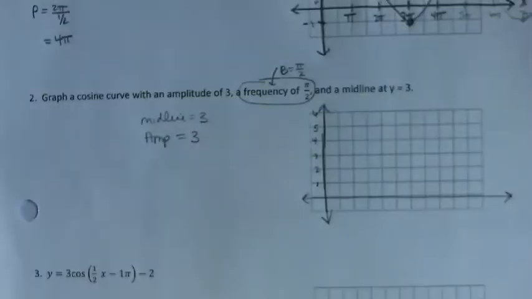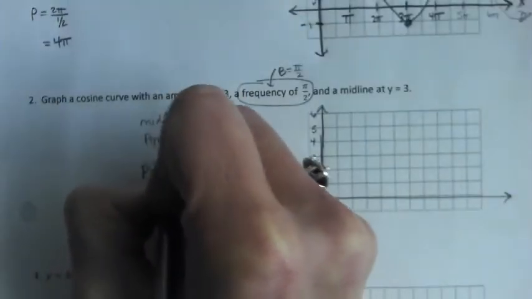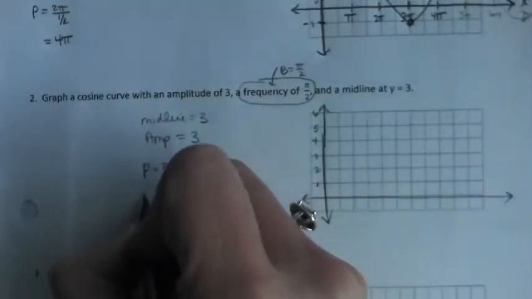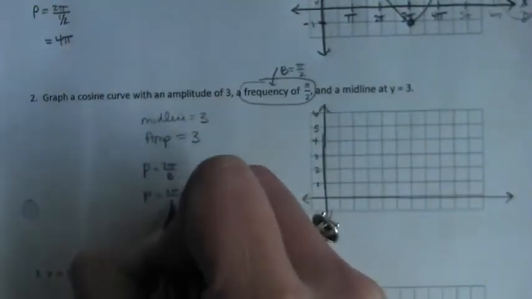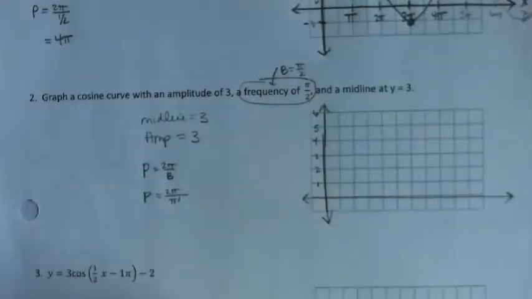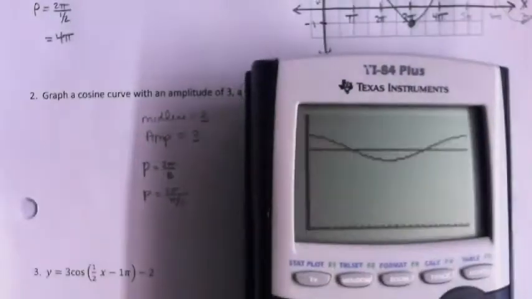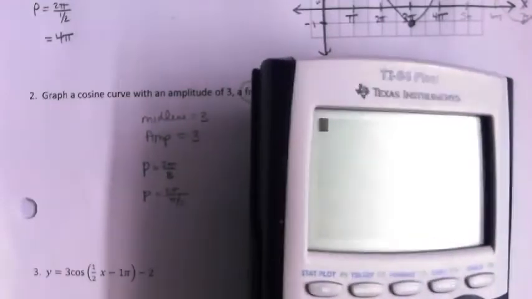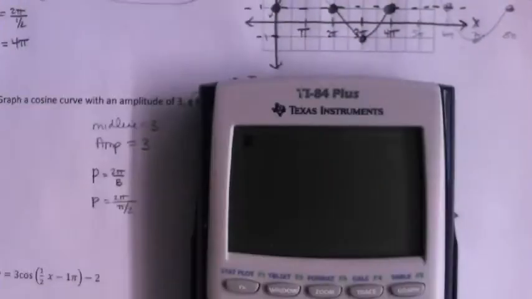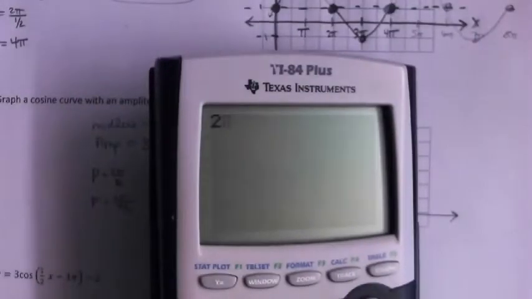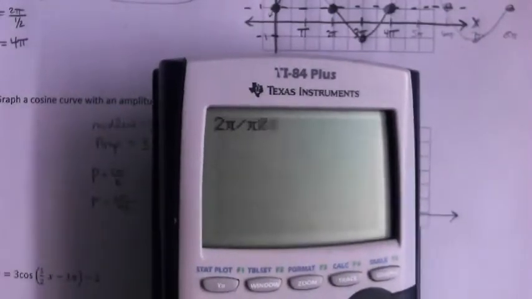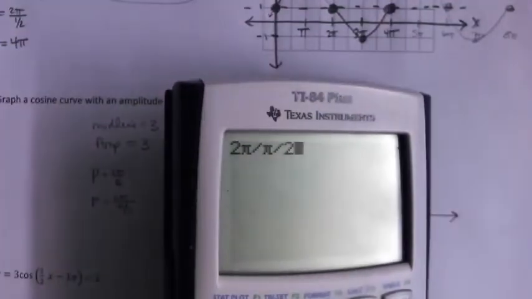And then we need our period to help us scale our x-axis. Period equals 2 pi over b. And we already said that b is pi over 2. So how do we simplify 2 pi divided by pi over 2? Do we type it into our calculator? You can. But you have to be very sure you know how to use your calculator appropriately, because if I type in 2 pi divided by pi over 2, what's going to be the problem?